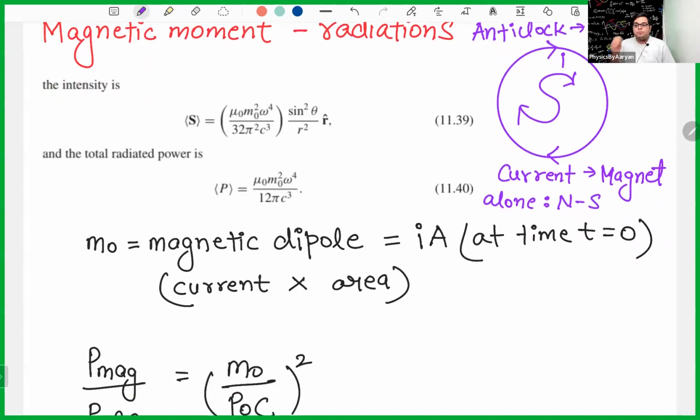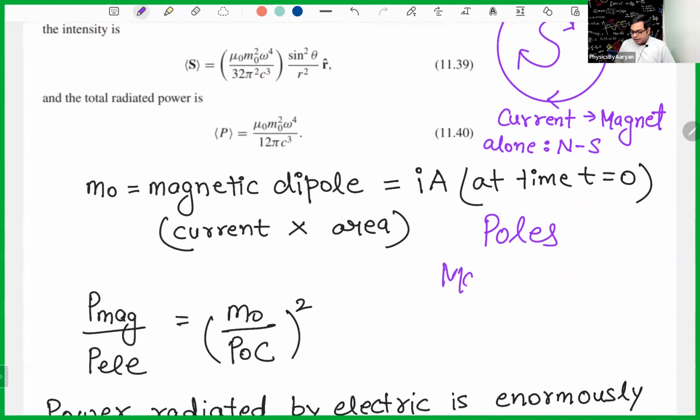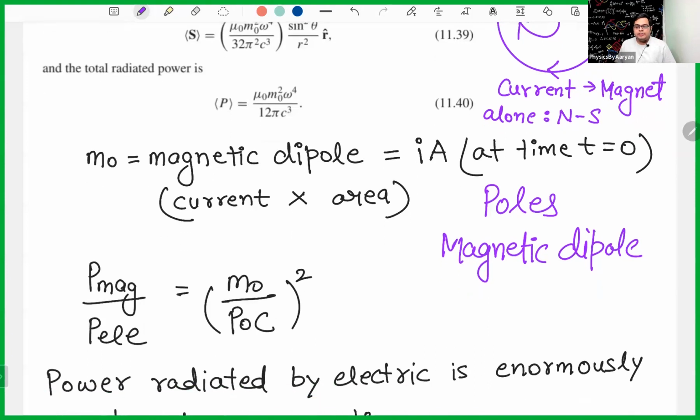So whenever you have two poles, you call it a magnetic dipole, and you define the magnetic dipole moment. In the same way, you have an electric dipole, negative charge and positive charge, and you define an electric dipole moment. Similarly, in this case, you have a north pole and a south pole. As a result, you get a magnetic dipole, and you define a magnetic dipole moment.